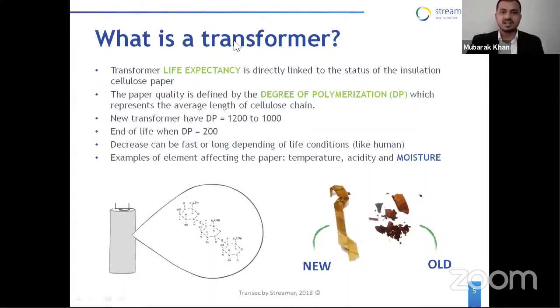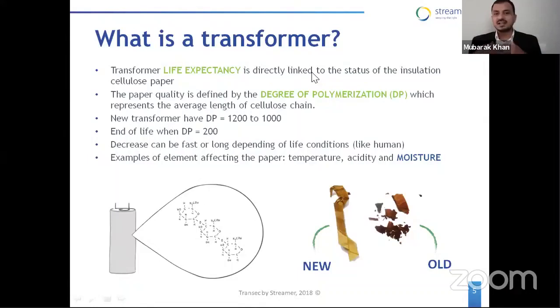The paper quality is defined by the factor known as degree of polymerization. It represents the average length of cellulose chain. If you understand the chemistry, the set of molecules connected together makes a cellulose chain. Over a period of time, this cellulose chain breaks because of various factors, and this is the reason it is said that the degree of polymerization is reducing. For a new transformer, the degree of polymerization is between 1200 to 1000, approximately that range. At the end of the life, the degree of polymerization is around 200.